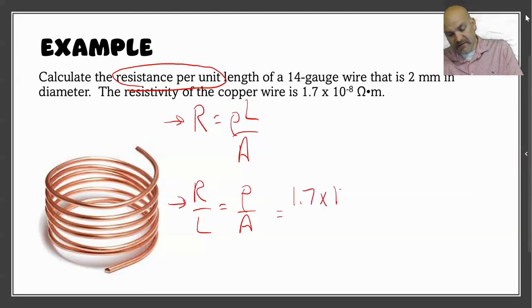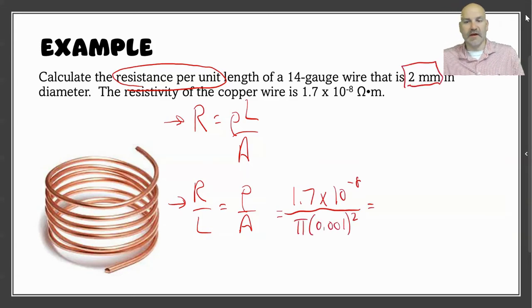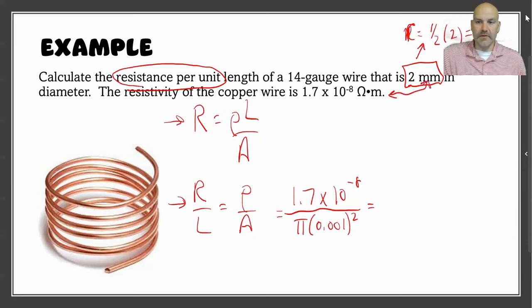So it's going to be 1.7 times 10 to the negative 8th divided by A, so pi times 0.001 squared. They give us a diameter, so we need to cut that in half to get the radius, lowercase r. I know there are a lot of r's running around here. Make sure you convert this, because these two units need to be in the same unit.